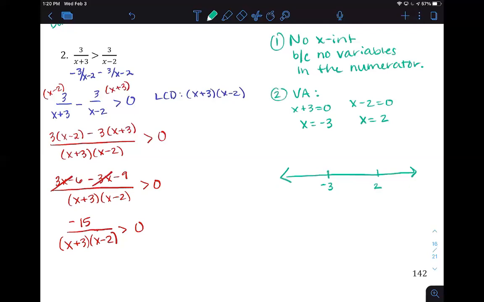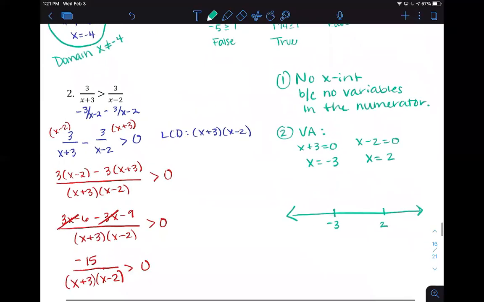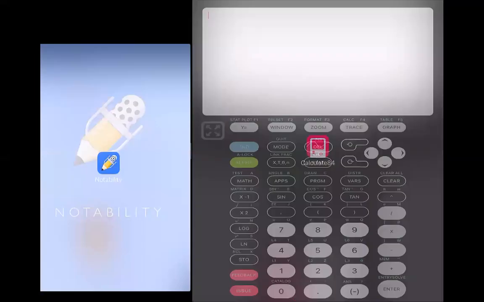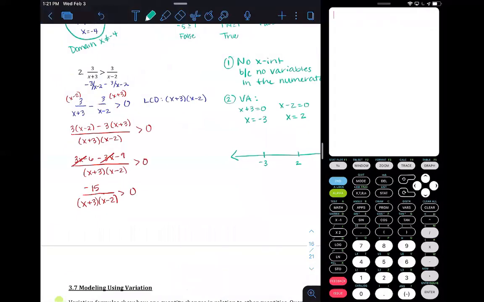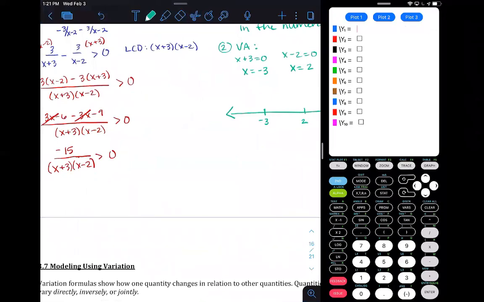Okay, so this is where you have options. You can either use your graphing calculator and graph the function and figure out where it's positive or negative, or you can use your test values. Okay, I showed you how to use the test values in the Edpuzzle video. So let's look at the graphing calculator. So, hold on a second. All right, sorry. All right, so I'm going to plug in our y equals that fraction. So let's see here. We have negative 15 over the quantity of x plus 3 times x minus 2.